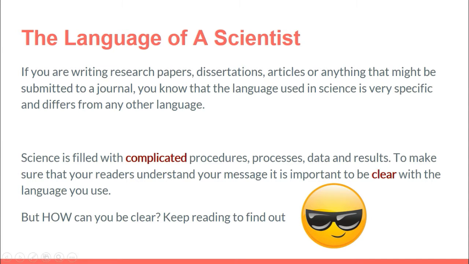The language of a scientist. If you are writing research papers, dissertations, articles, or anything that might be submitted to a journal, you know that the language used in science is very specific and it's different from any other language. Science is filled with complicated procedures, processes, data, and results. To make sure that your readers understand your message, it is important to be clear with the language you use. We're going to explain different ways to make your writing more clear.